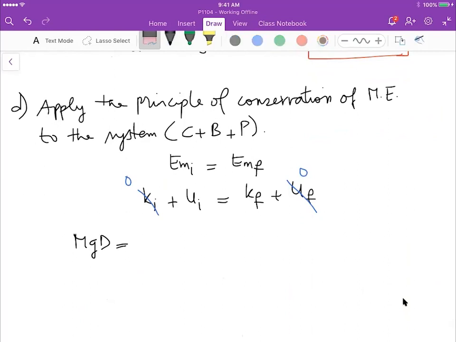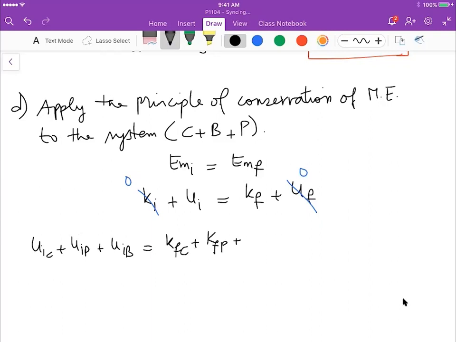Okay, and in other words, بس لحتى أكون دقيقة أكتر. Let me just حط كل التفاصيل. So في عنا هون U initial لcylinder plus U initial for the pulley plus U initial for the block. That is equal to K final كمان لكل السيستم, يعني عمليا K final for the cylinder plus K final for the pulley plus K final for the block plus U final for the cylinder plus U final for the pulley plus U final for the block.